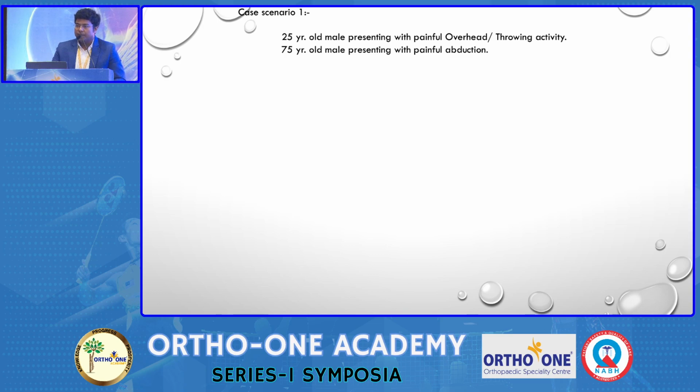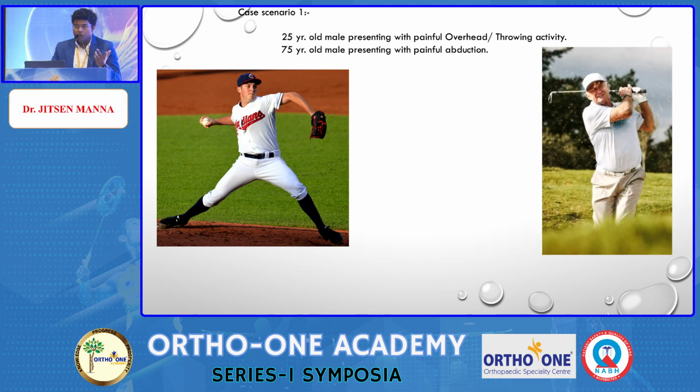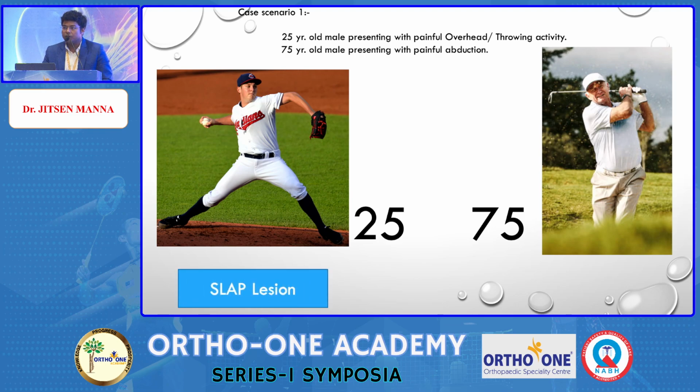Now we discuss some case scenarios. A 25-year-old male presenting with painful overhead or throwing activity. Similarly, a 75-year-old male presenting with some painful abduction while doing some activity, while playing golf or maybe something. So, are the pathologies the same in these 2 patients? Obviously no, because age plays an important pivotal role. A 25-year-old athlete has a high chance of having a SLAP lesion causing pain, whereas in a 75-year-old golfer with painful abduction, there is a high chance of impingement syndrome.